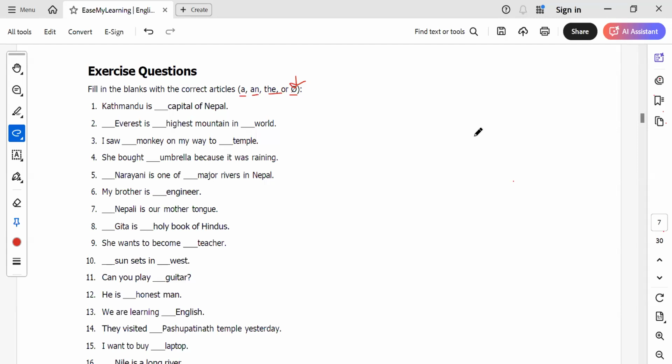Let me check who had given the first answer. Okay, Piyush is the first answer. We'll consider Piyush as the first correct answer provider. And the correct answer is the. So Piyush is correct. The answer is the.